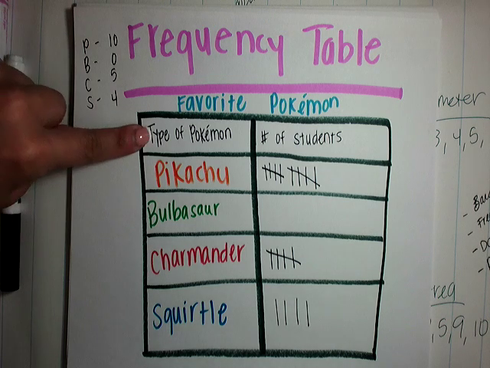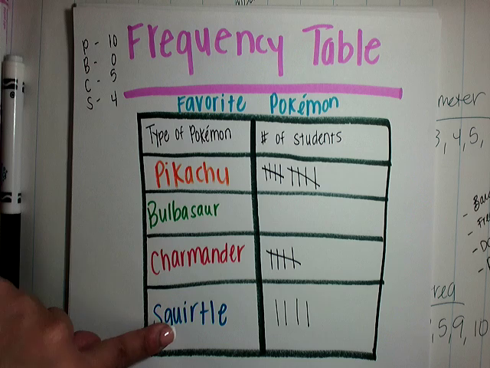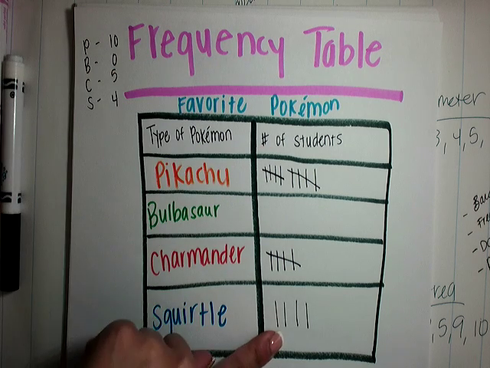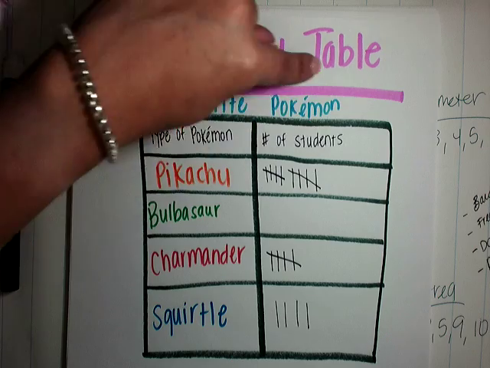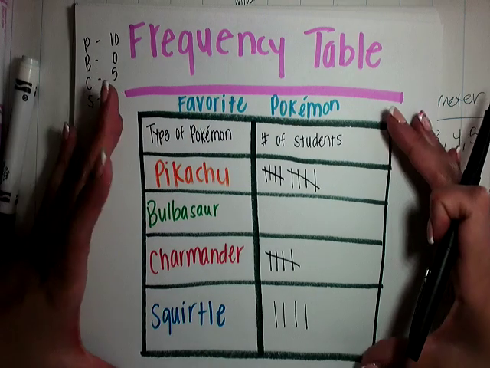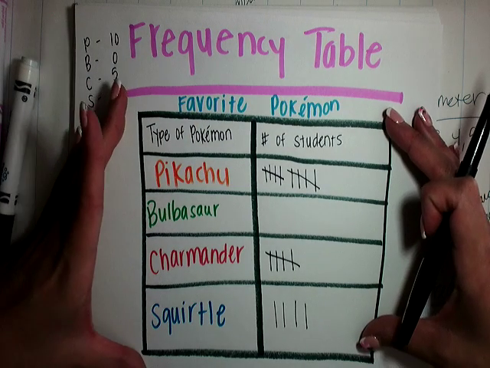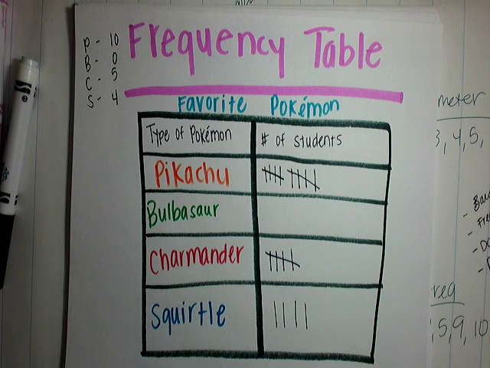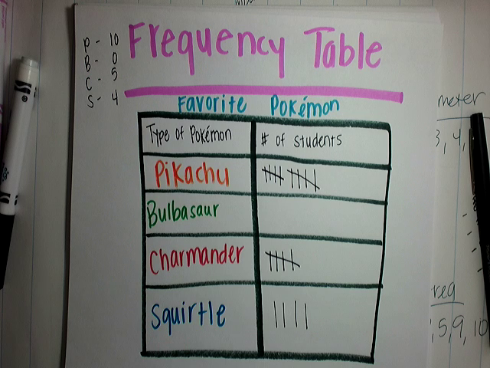I have my title here for this column, which is type of Pokemon. Then I have my title here for this column, which is the number of students. Then I have my title for the whole thing, because this whole thing is talking about your favorite Pokemon. So now what you are going to do is you are going to make your own frequency table with the data that I have already posted. Okay, we're using data that you guys created, things that you guys talked about.